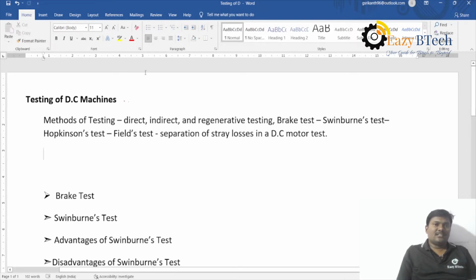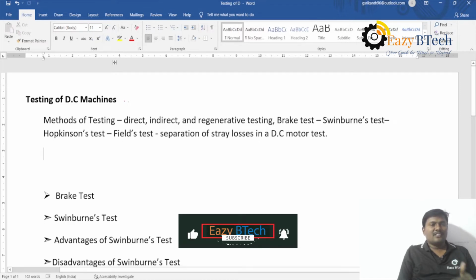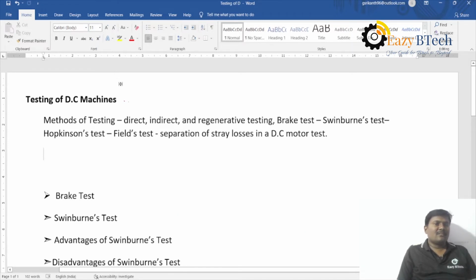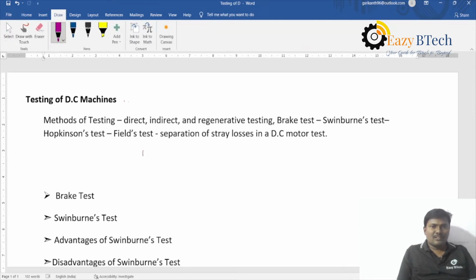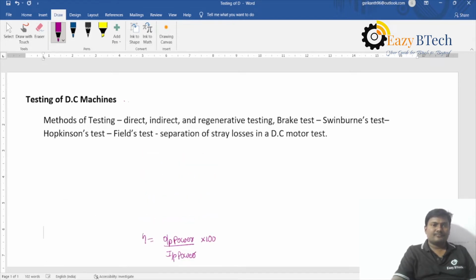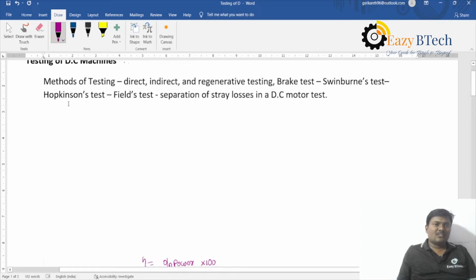We know that the performance of a student can be known by seeing his marks and pass percentage. In the same way, we can know the machine's performance by calculating the efficiency of the machine and its regulation. What is efficiency? Efficiency is output power divided by input power. So efficiency equals output power divided by input power into 100. That is called the efficiency.